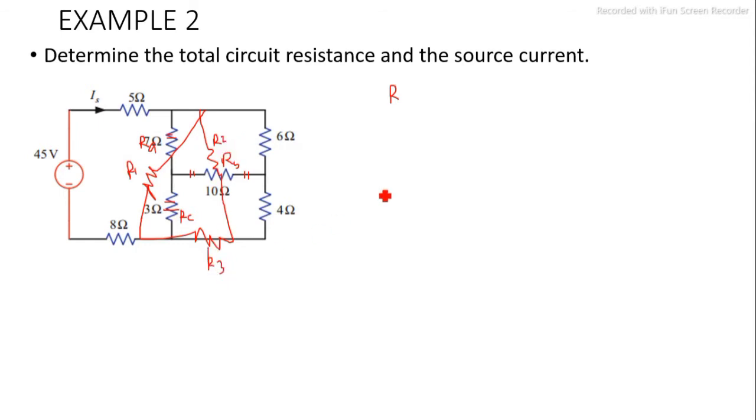So from Y to delta, now you're going to have R1 equals RA RB plus RA RC plus RB RC, divided by what? Divided by RA.